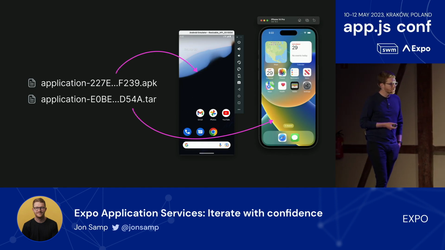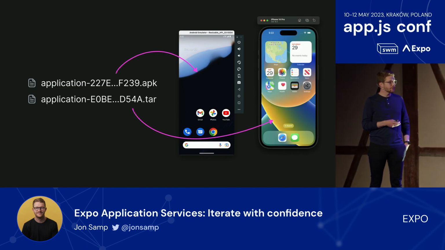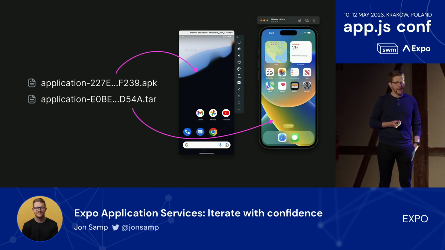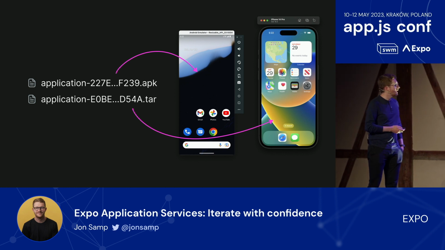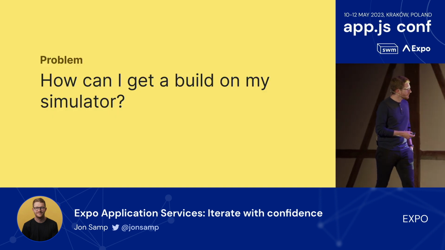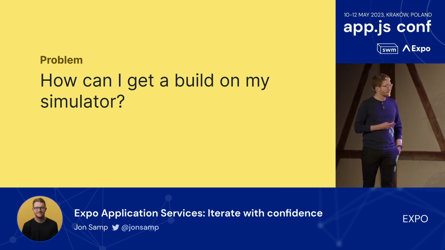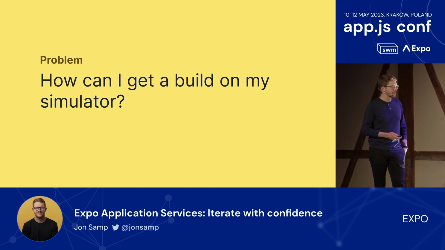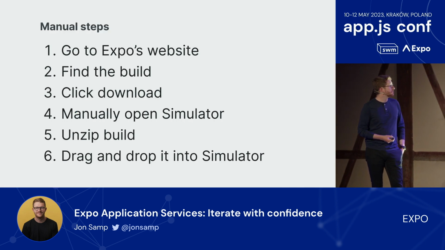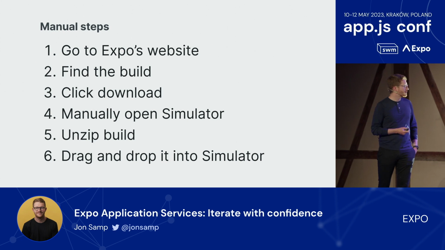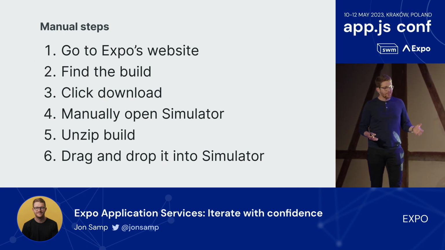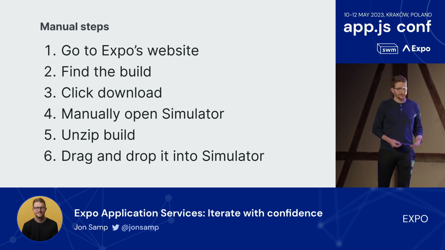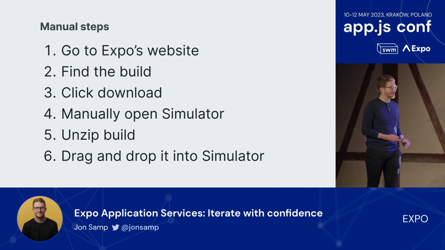Now, one thing I do a lot is I create emulator and simulator builds. This will result in me having an APK file for Android and a tarball with an iOS app file for iOS. And a problem that I run into a lot is how can I efficiently get one of these emulator or simulator builds on my device quickly? Now, I usually do this manually. So that means going to the website, finding the build, clicking download, opening the simulator app, unzipping that tarball, and then dragging and dropping it into the simulator. I do this all the time. It's like clockwork, but it takes a little while.